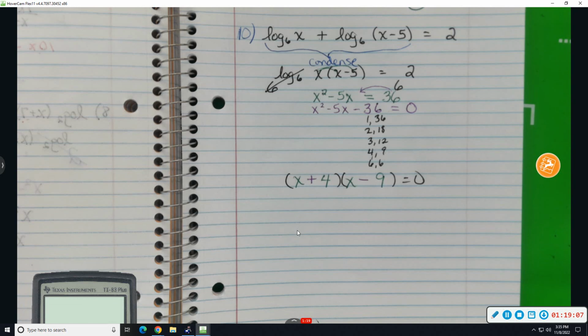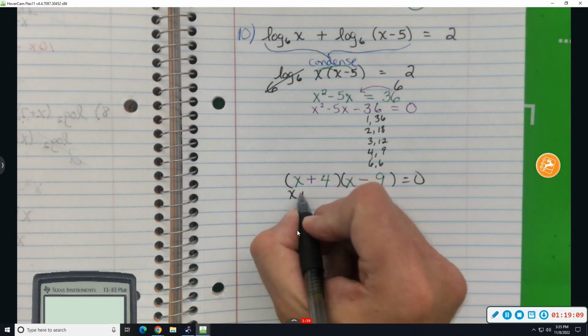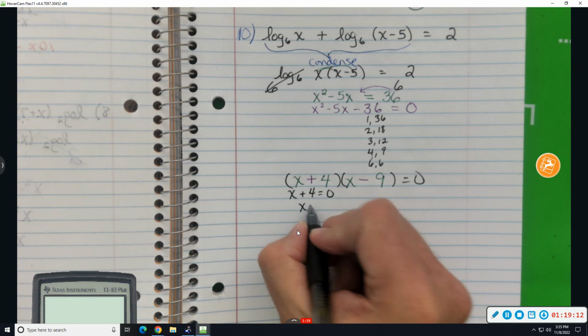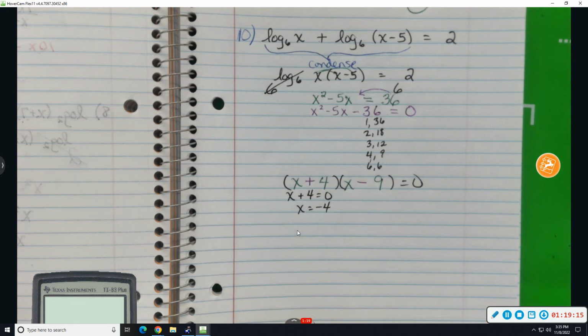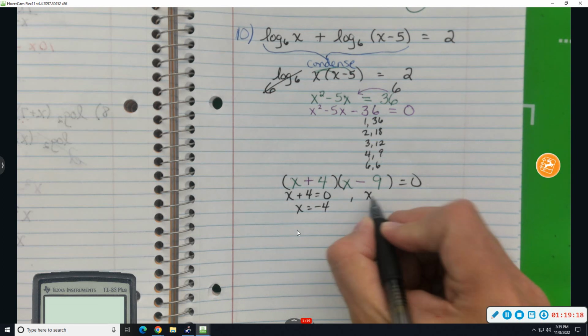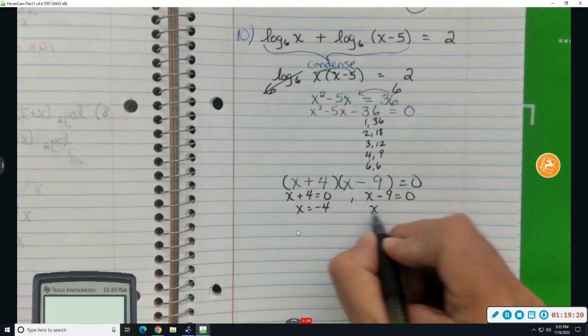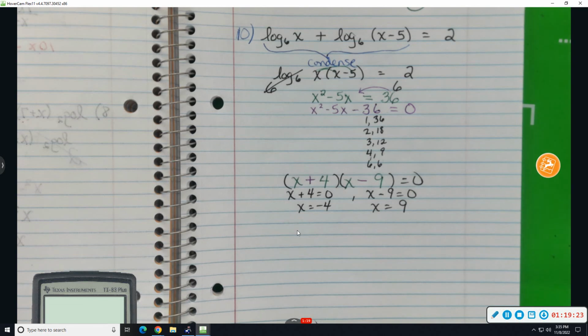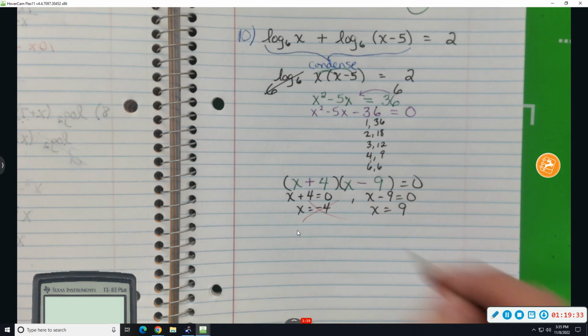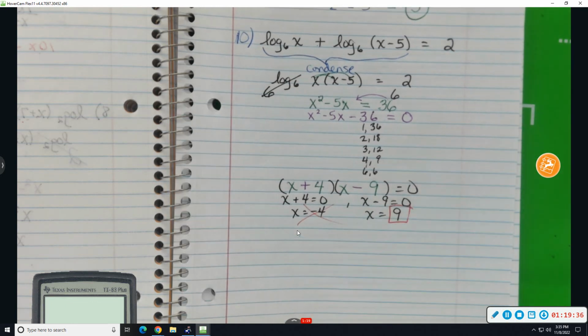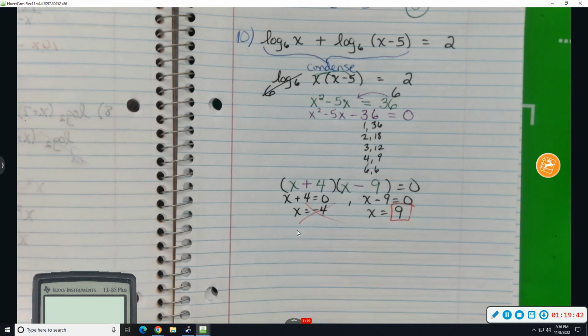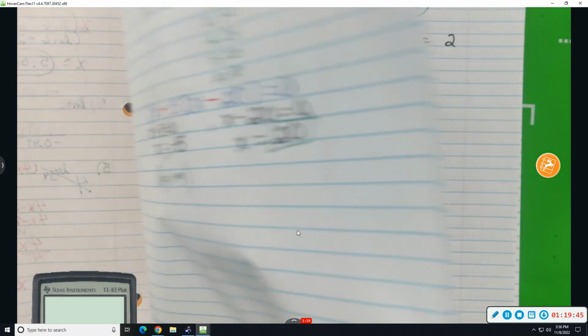Set each one of these factors to 0. And we get a negative 4 and a positive 9. Am I going to type both of those numbers in? Now, which one am I going to mark out? Negative 4. You can't take the log of a negative number. On problem 6 was the answer 9?